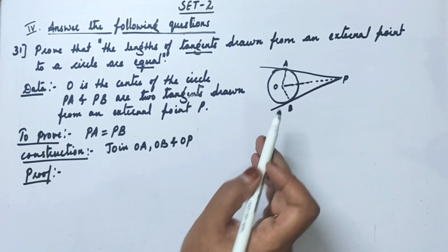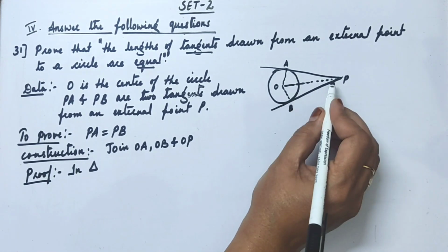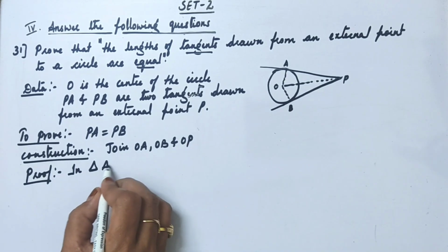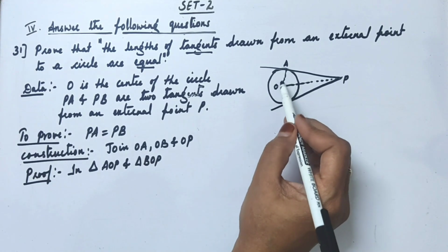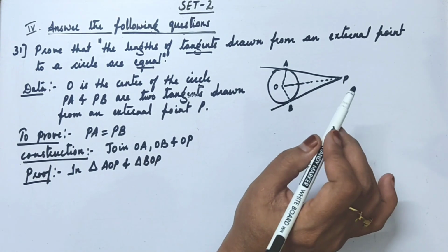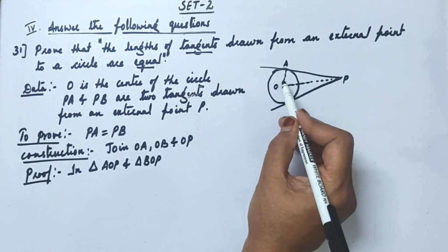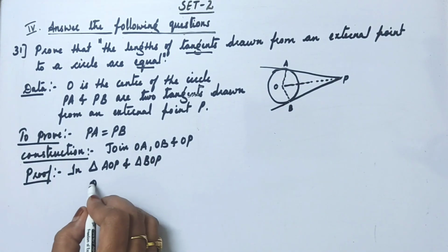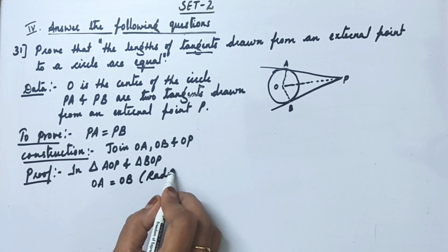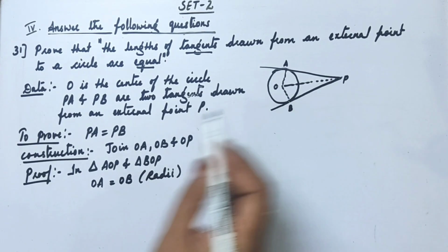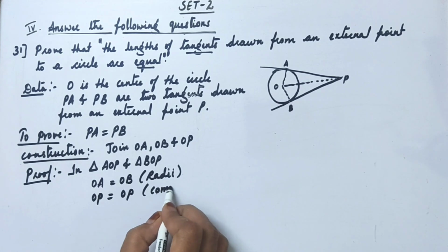Now you can see we have got two triangles here, that is triangle AOP and triangle BOP. These are two triangles formed after construction. Now here we say that OA equals OB, they are the radii of the circle. Fine. OP is common, OP equals OP.